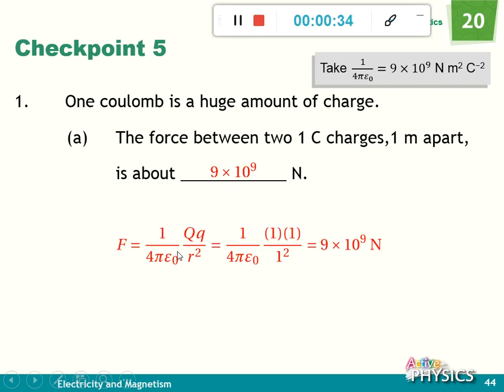What is the calculation? Is this 1 over 4 pi epsilon naught? We know it. What is it? And then put 1, 1, 1 in it. The final answer is this. Okay, this one is a very large value. We can have 1 coulomb charges, but this is a huge amount, very difficult to find on the Earth.